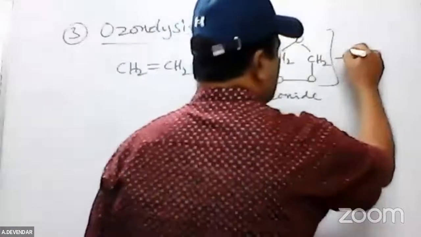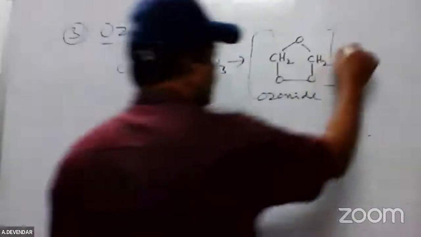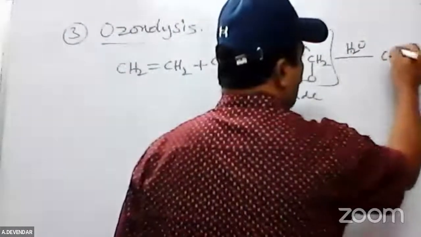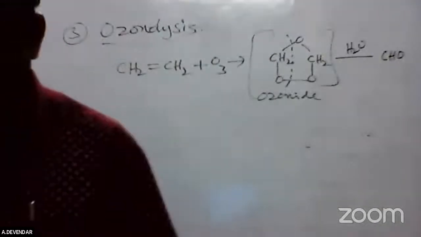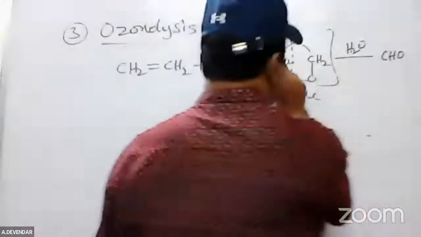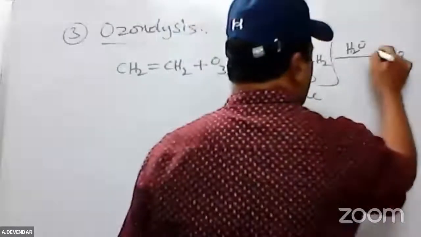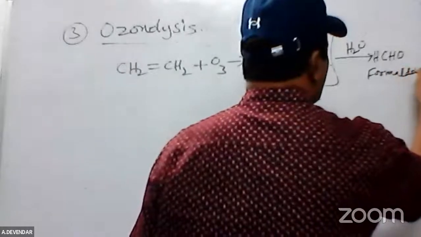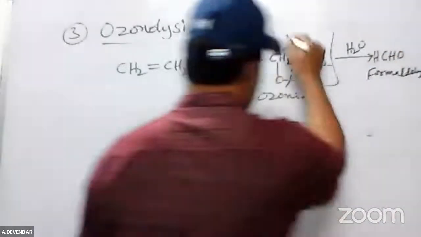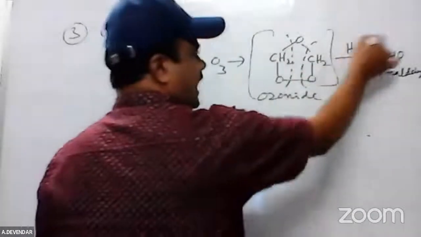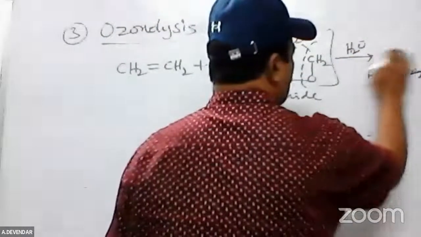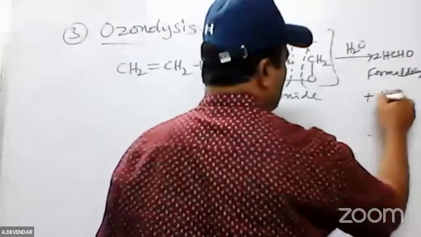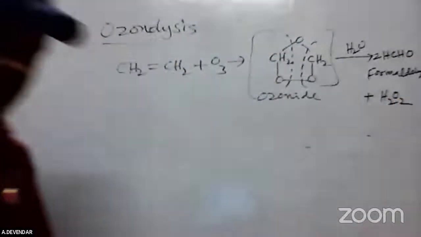Immediately it is hydrolyzed in the presence of peroxide. That means we get hydrolysis of the ozonide. This ozonide will be hydrolyzed, forming CHO, which means we get the aldehyde group. That is HCHO, that means CH2O is present. So you are writing formaldehyde. This is formaldehyde. Two molecules of formaldehyde, 2 HCHO, and H2O2. So I am writing two molecules here. This is formaldehyde and hydrogen peroxide is removed. This is called ozonolysis.